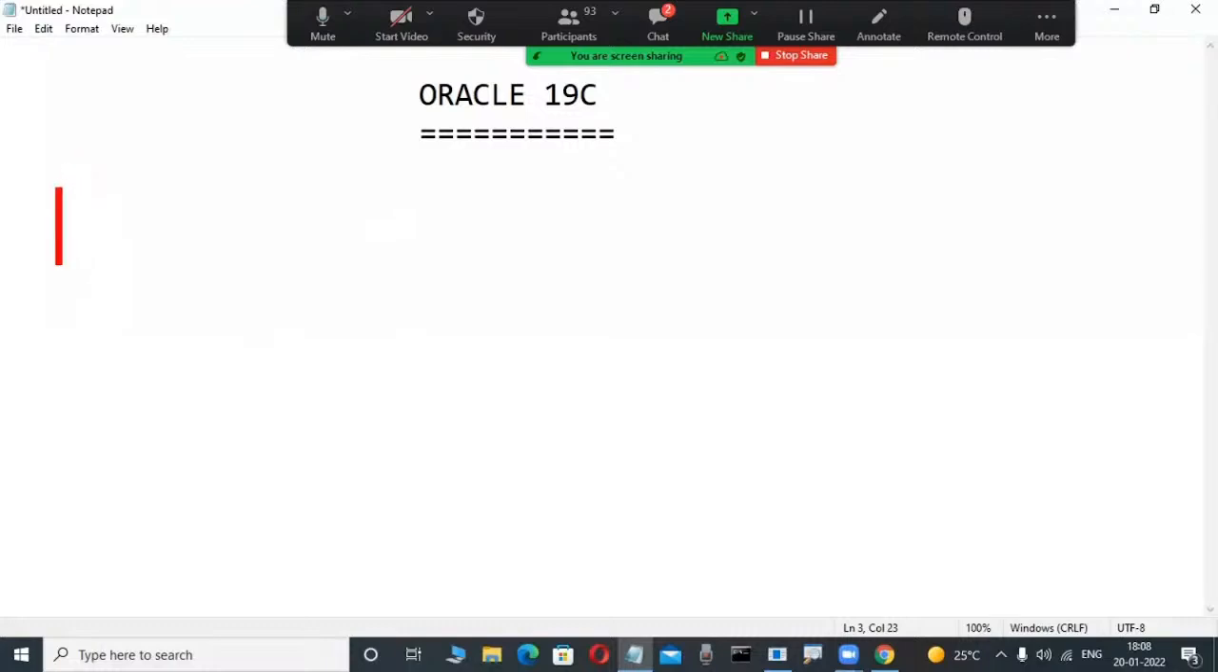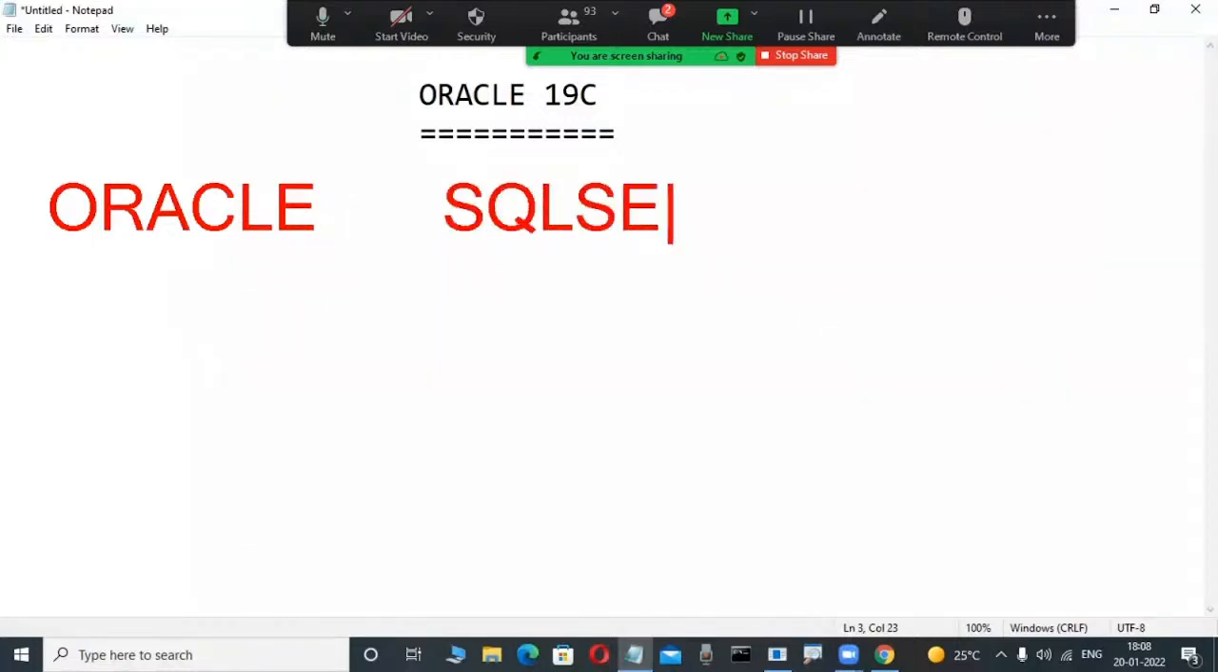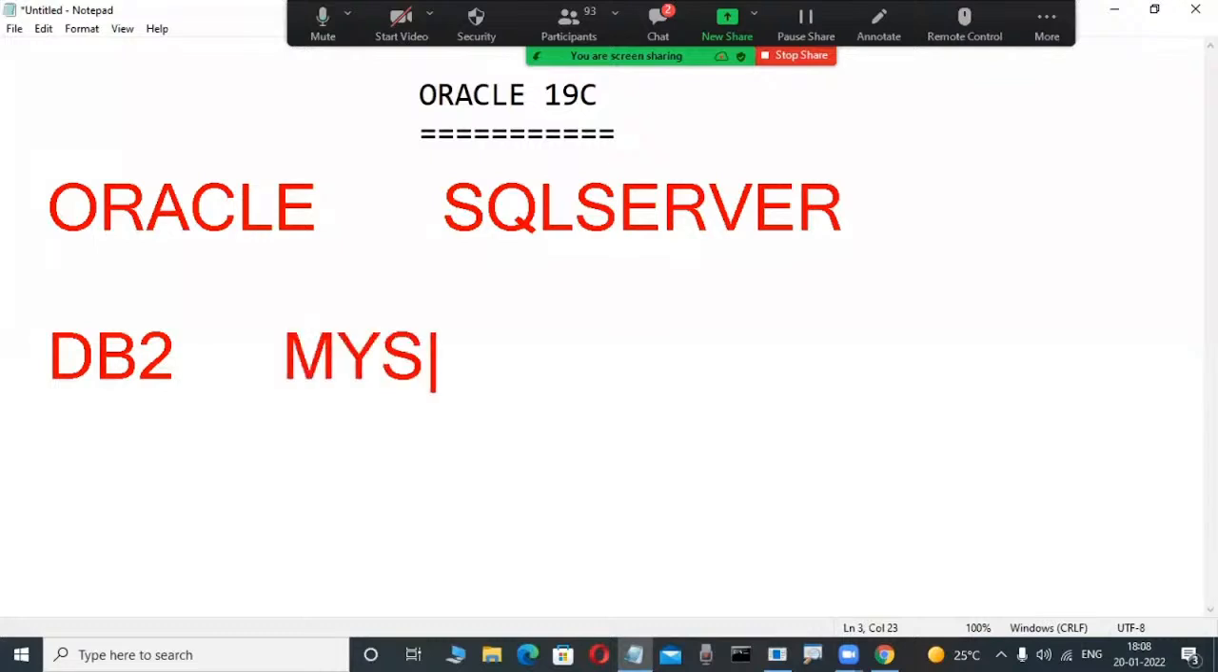Not only Oracle, so many database products are available on the software side. Suppose Oracle is a database product from Oracle Corporation. Observe it here, different companies. Again, maybe so many fellows have an idea. SQL Server is a database product from Microsoft. DB2 is a database product from IBM. MySQL is a database product that is open source, but nowadays Oracle Corporation is purchasing it.